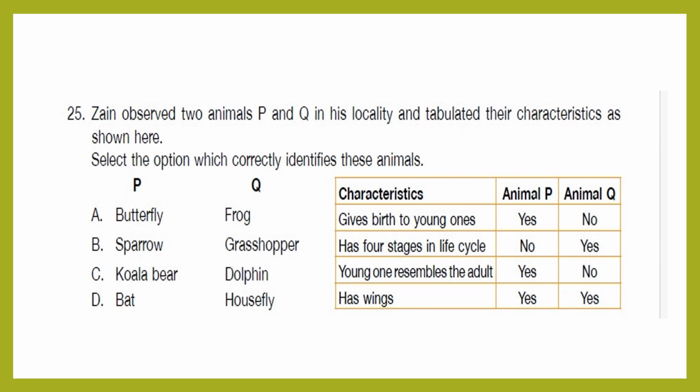If we see the answers, we can say that option A and D can't be our answer because frog and dolphin do not have wings. Koala bear also does not have wings. So option B and D can be our answer. But grasshopper does not have 4 stages in life cycle. So our answer is option D.